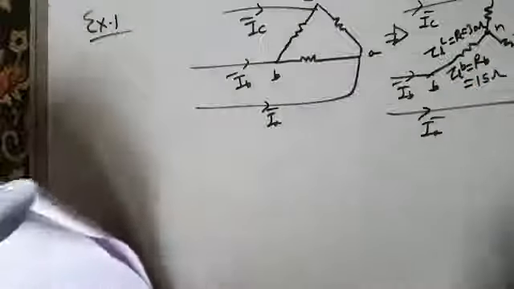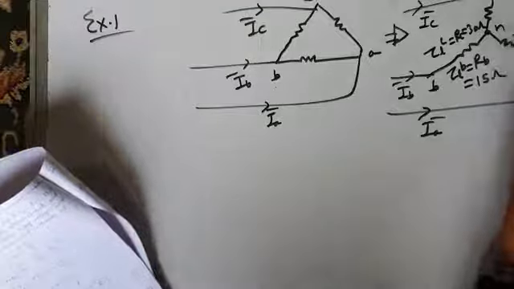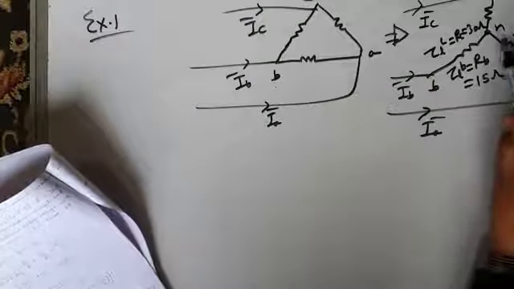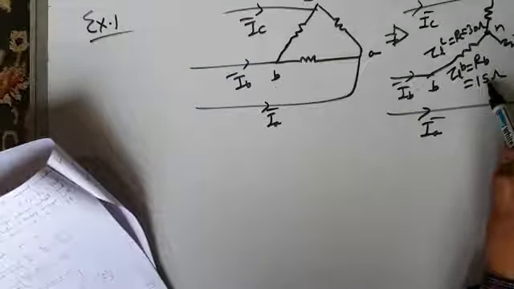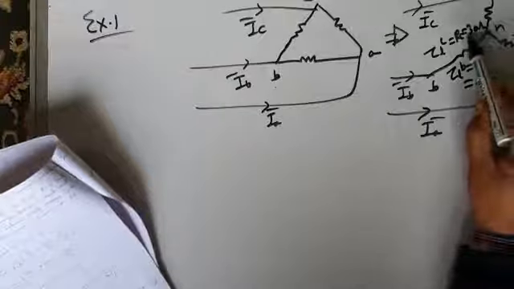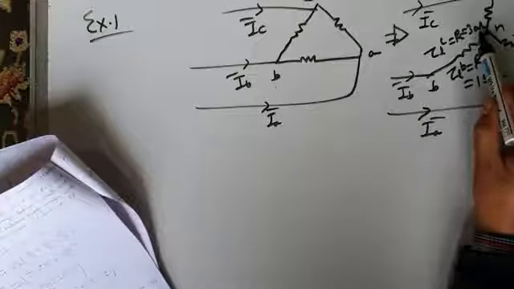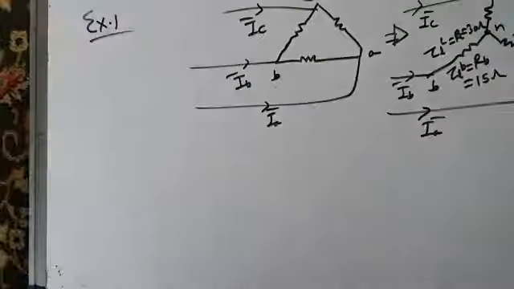So the load is unbalanced because this phase of load is having an impedance resistance of 10 ohms, B has a resistance or impedance of 15 ohms, and C has an impedance or resistance of 30 ohms. So what you have to find? You have to determine the voltage between the neutrals.